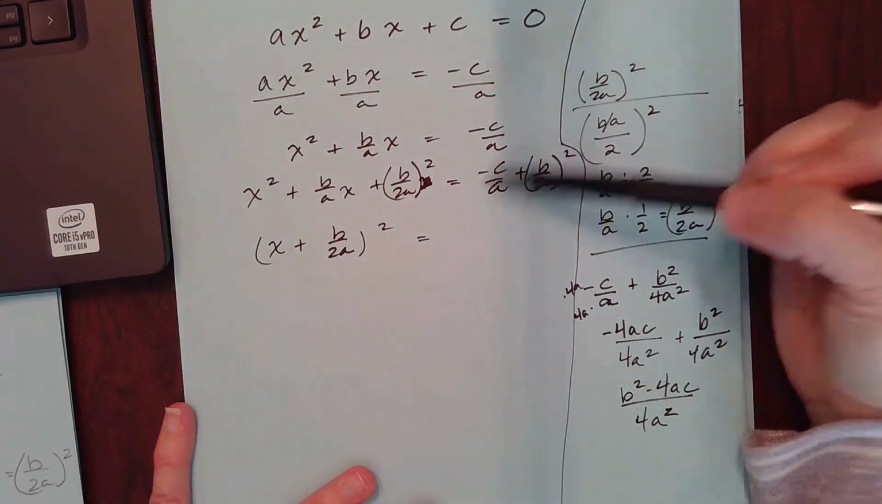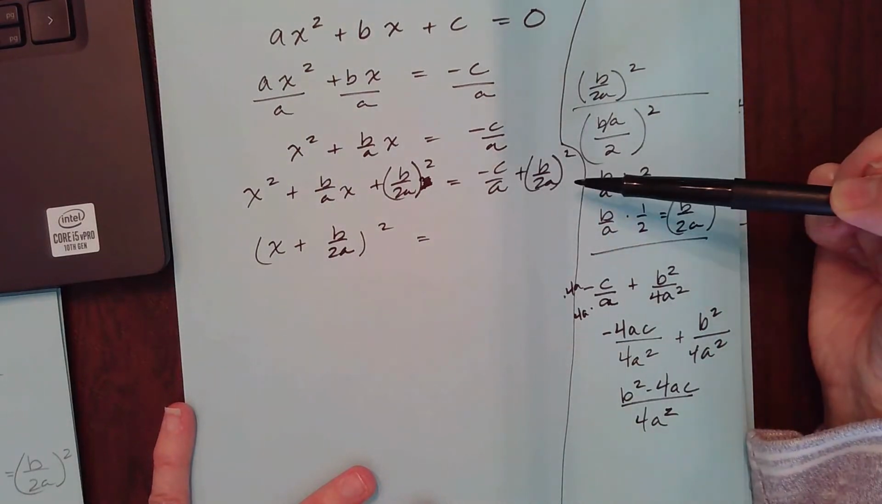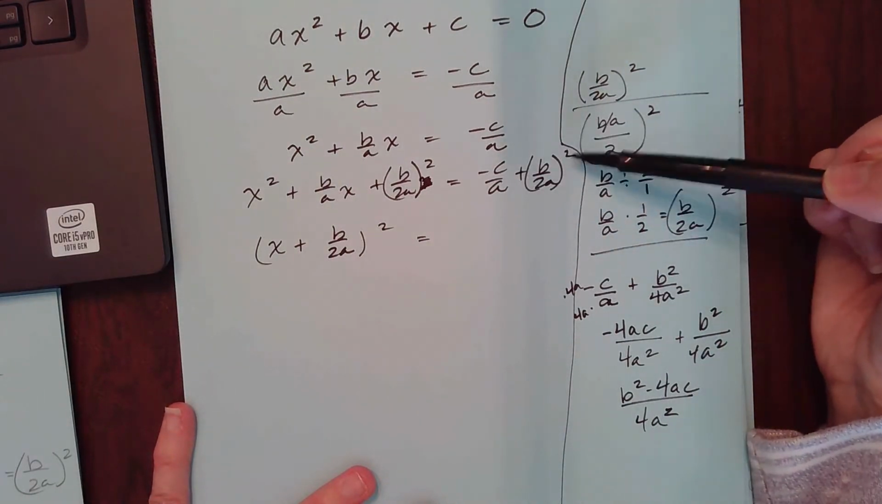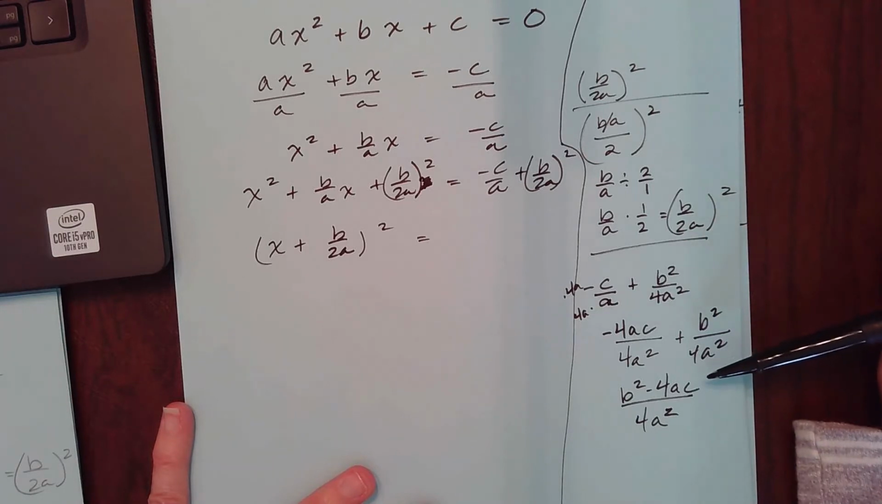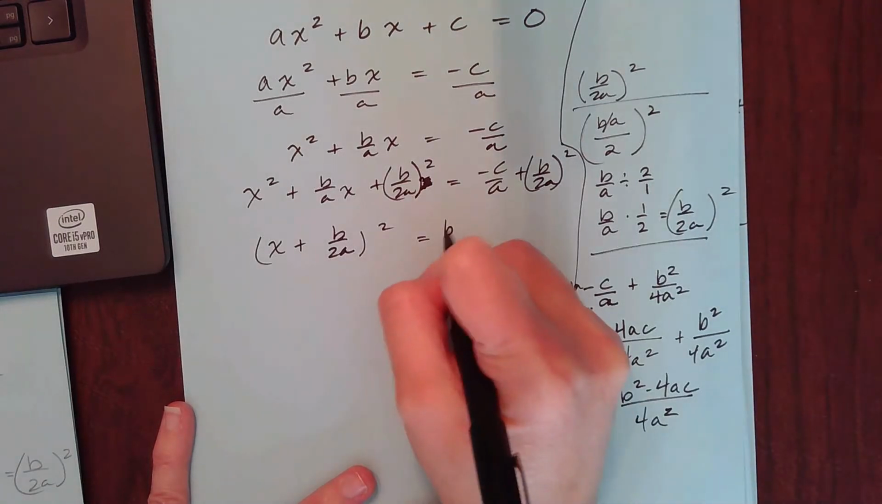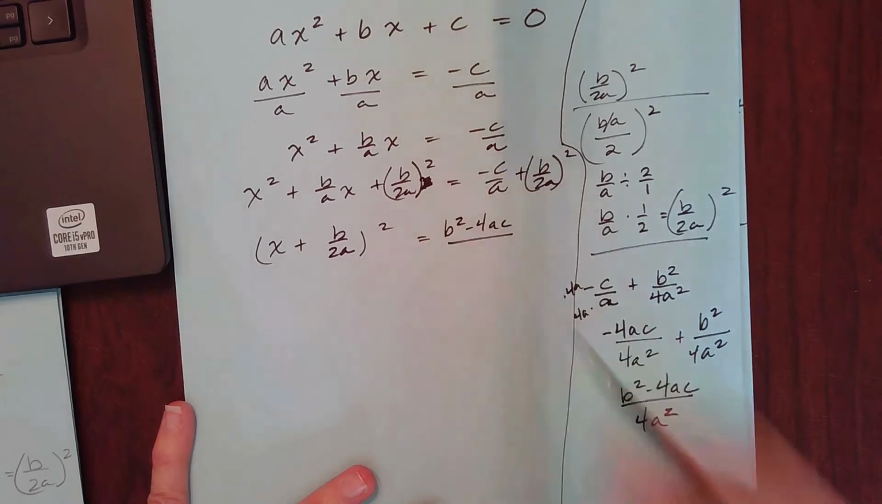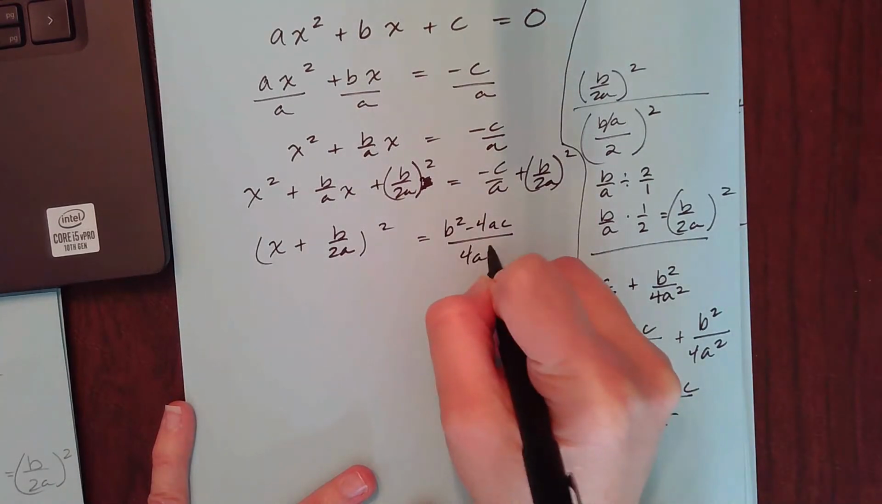What I just did here was add those two fractions together, and it required a little bit of work. I had to square that, and then I had to actually, old school, come up with how to add some fractions together. So anyways, I get b squared minus 4ac all over 4a squared.